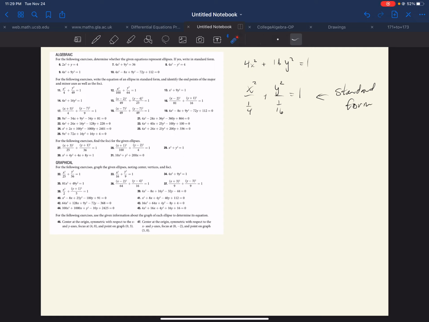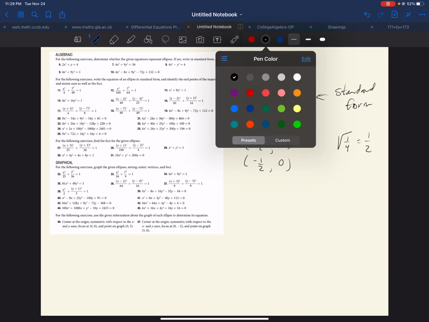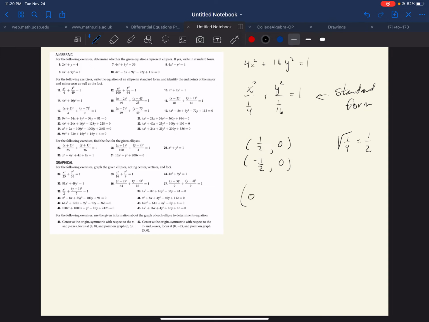All right, so in standard form, identify the endpoints of the major and minor axes. Okay, well, in this case, for when y is 0, I'm going to go left and right the square root of 1/4. The square root of 1/4 is a half. So I'm going to go a half and negative 1/2. And then under the y, if we let x be 0, then we go up and down the square root of 1/16, which is 1/4. And so we're going to go up and down a fourth.